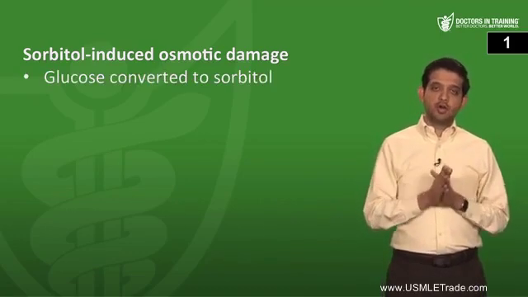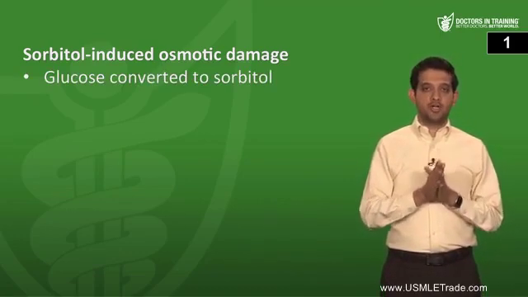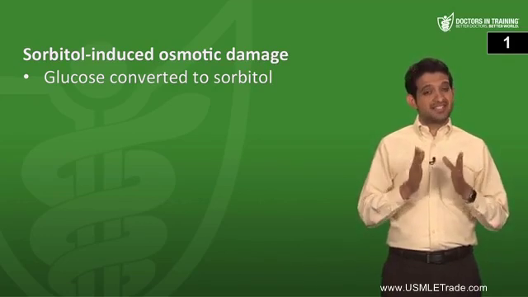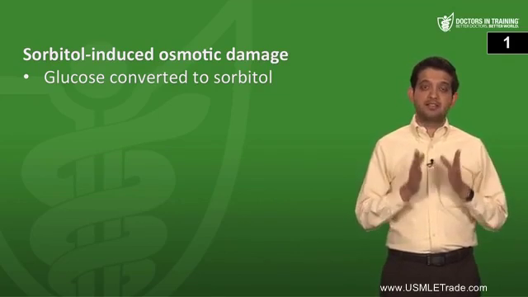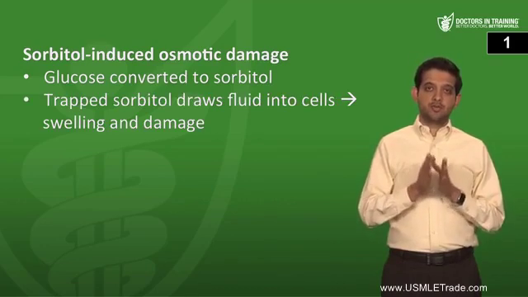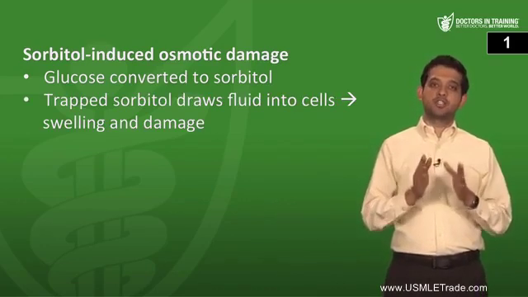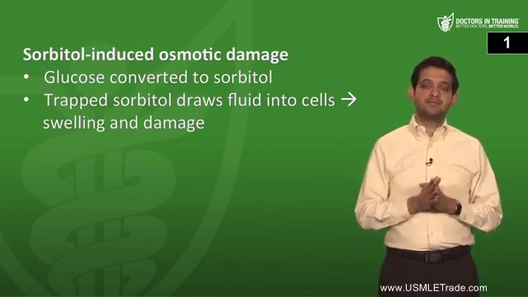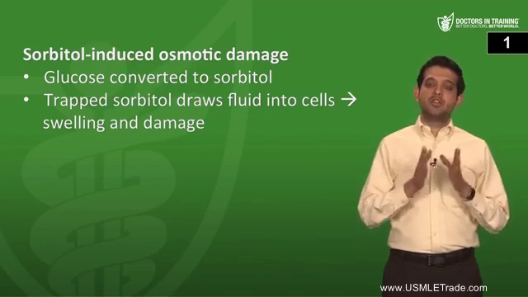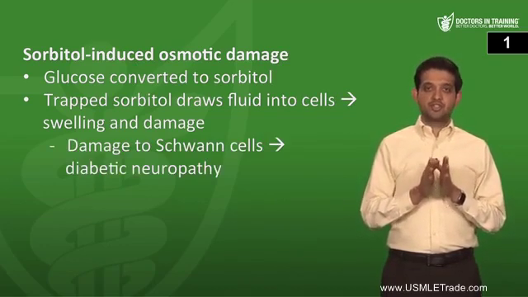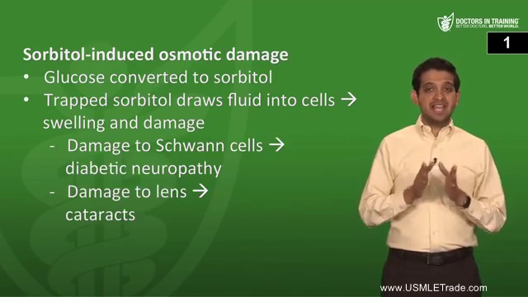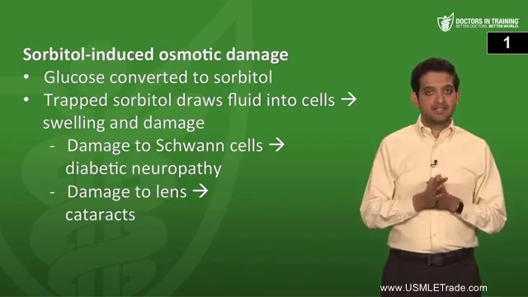In the cells, glucose gets converted to the sugar alcohol sorbitol, and then, normally, sorbitol gets converted to fructose. But some tissues, like the Schwann cells and the lens of the eye, don't have the enzyme that converts sorbitol to fructose. So the sorbitol gets trapped in the cells and acts as an osmole, drawing fluid into the cells and causing swelling and damage. That's the sorbitol-induced osmotic damage we're talking about here. So damage to the Schwann cells causes demyelination and diabetic neuropathy, and damage to the lenses causes cataracts.